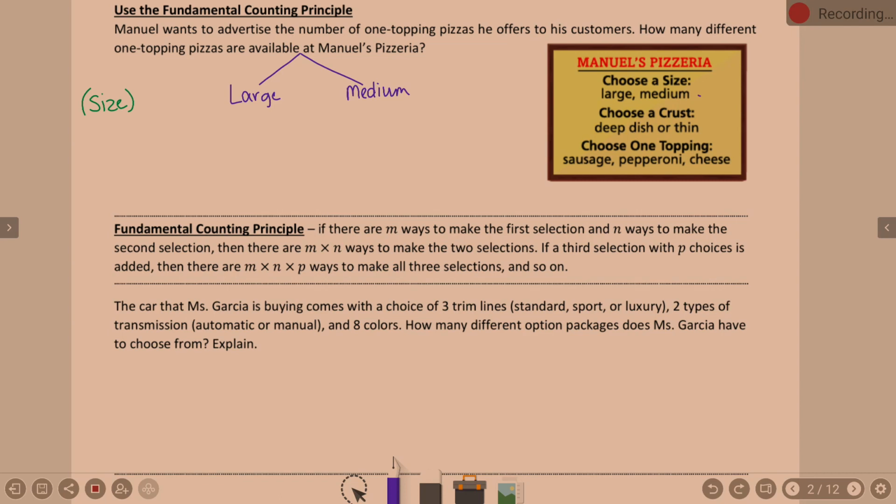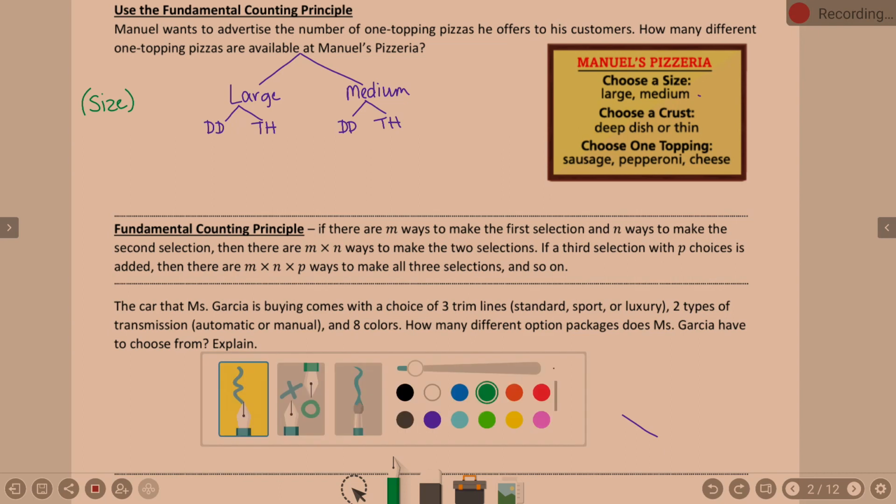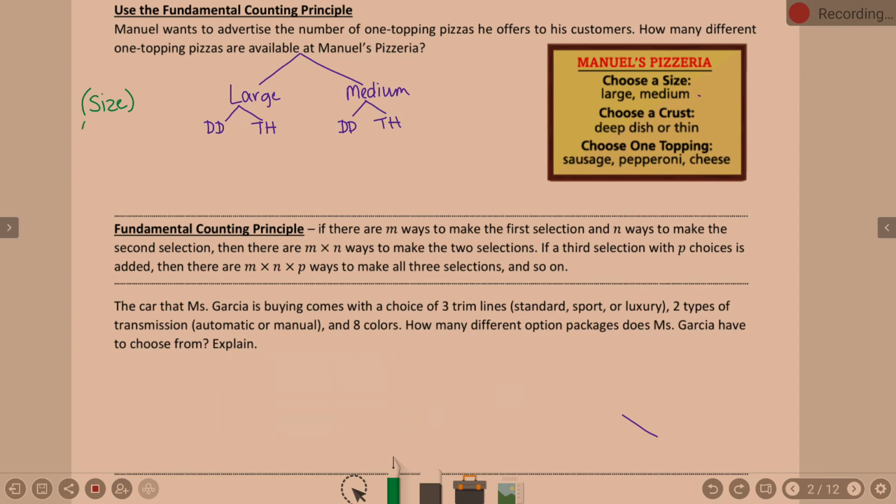Deep dish or thin. So if I chose a large pizza, I could choose what? Deep dish or thin. I'm going to use DD and TH. However, if I chose a medium pizza, what could I pick? Deep dish or thin. So that is my crust.